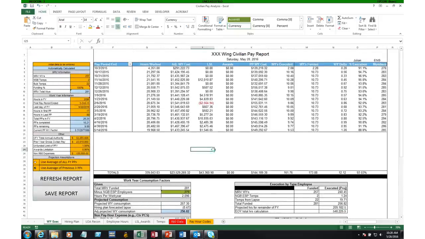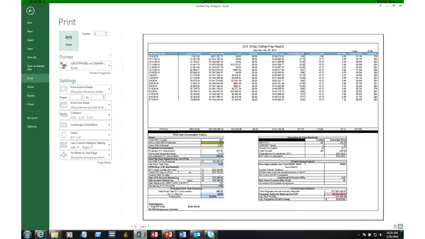If you were to hit Control P, currently it is set so that it will show you this type of report if you print or if you save as PDF.